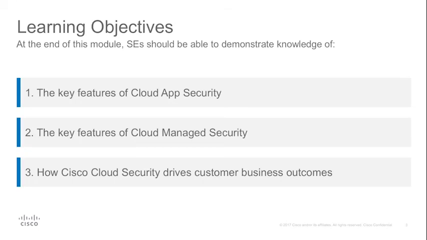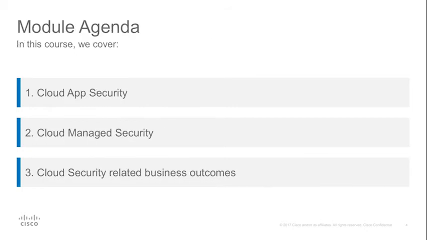At the end of this module, system engineers should be able to demonstrate knowledge of the key features of cloud app security, the key features of cloud managed security, and how Cisco Cloud Security drives customer business outcomes. In this course, we cover cloud app security, cloud managed security, and cloud security-related business outcomes.